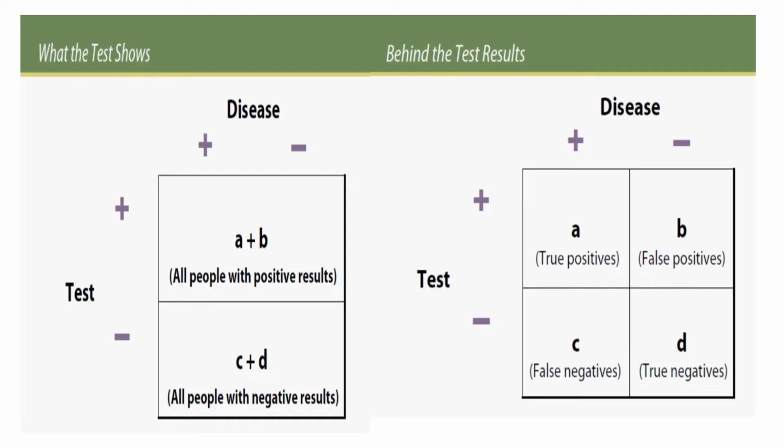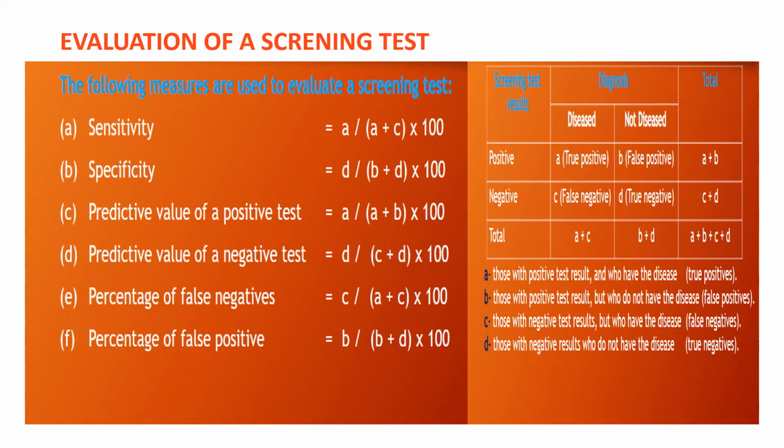Now let's see what the test shows us: those who have a positive result in the test are supposed to have the disease, and those who have negative results are supposedly not having the disease. But what it doesn't show is that the ones who are positive in the test consist of true positives as well as false positives. And it doesn't show that those who tested negative in screening can be false negatives and true negatives.